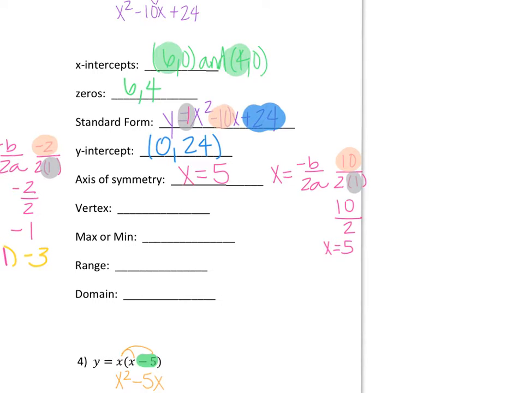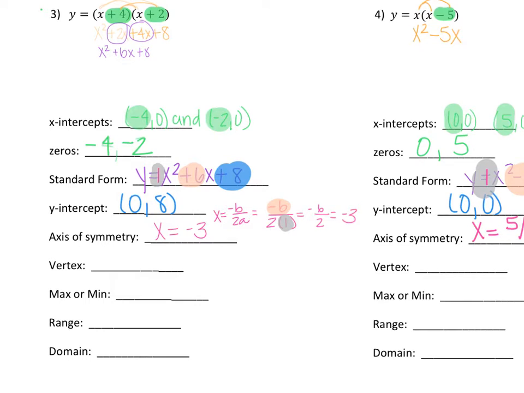Again, I'm going to take my standard form, which says x squared minus 10x plus 24, but instead of x, I'm going to plug in 5 because that was my axis of symmetry. And again, I would type all of that in the calculator. So 5 squared minus 10 times 5 plus 24 is actually going to give you -1. So my vertex for this problem would be the ordered pair 5, -1.